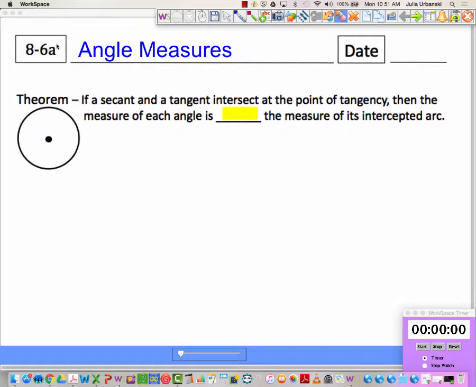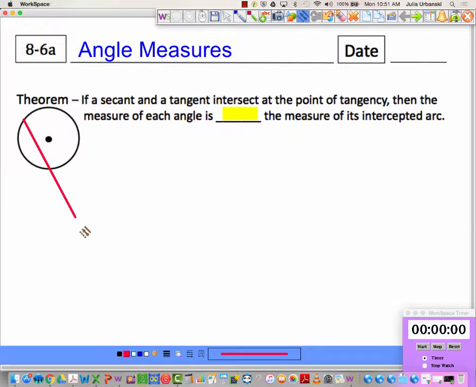So today 8-6A is on angle measures, and this is talking about a secant and a tangent intersecting at the point of tangency. So for this first example, draw a secant line. A secant line is a line that goes through twice. It touches the circle twice. Draw a line like that.